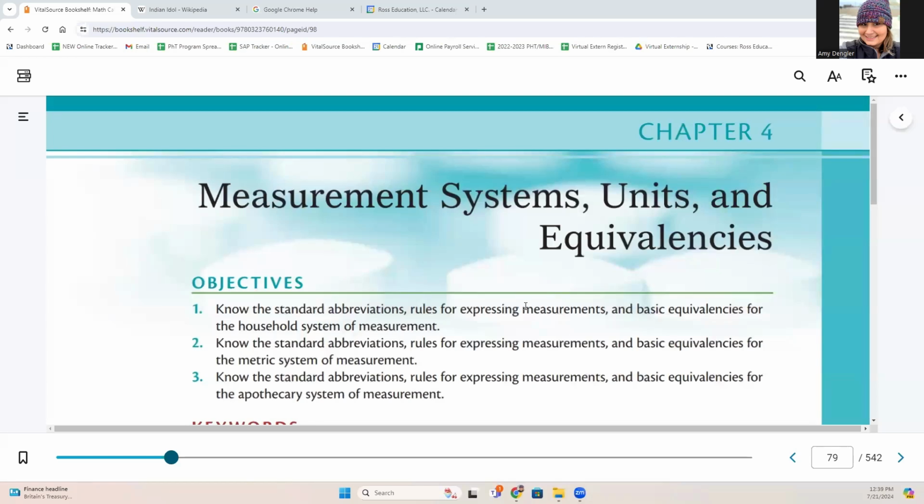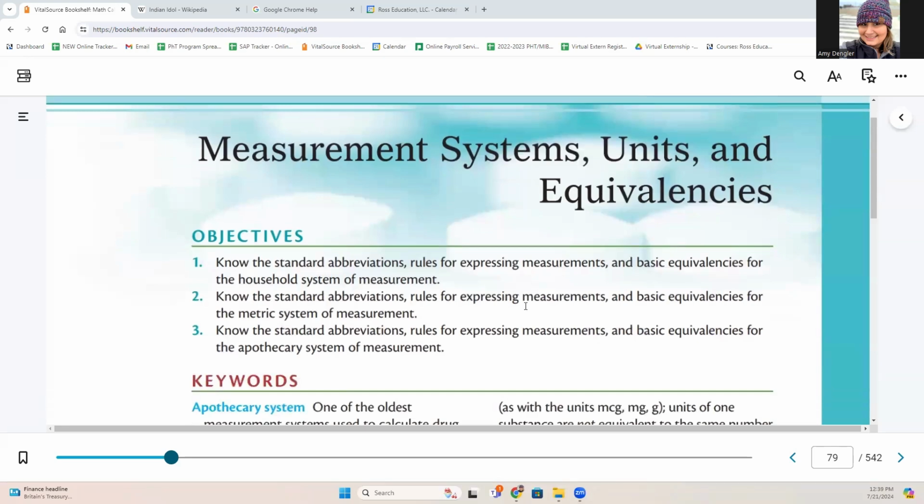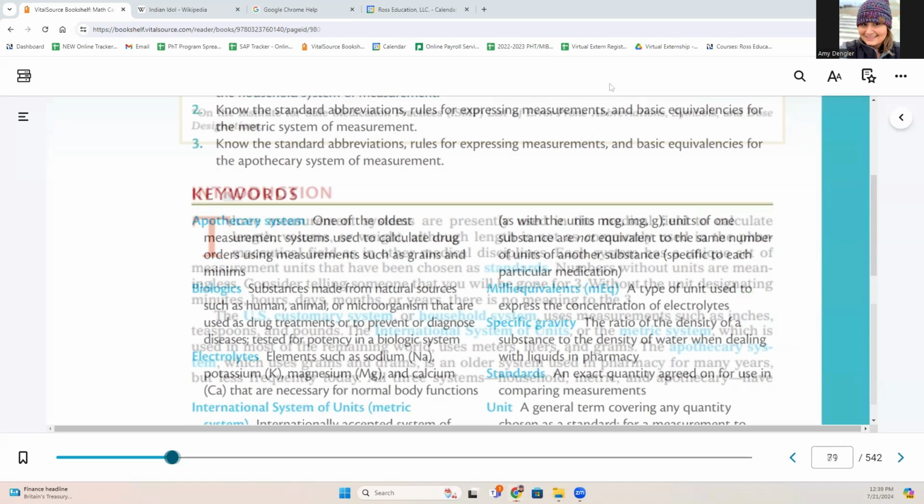Chapter 4, Measurement Systems, Units, and Equivalencies. After doing this chapter, you should know the standard abbreviations and rules for expressing measurements and basic equivalencies for the household system, the metric system, and the apothecary system of measurement.